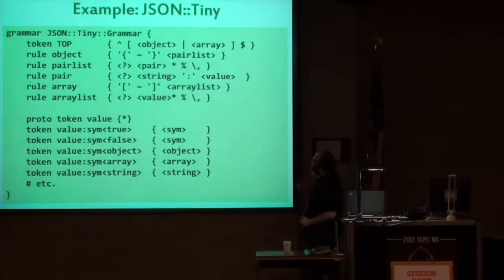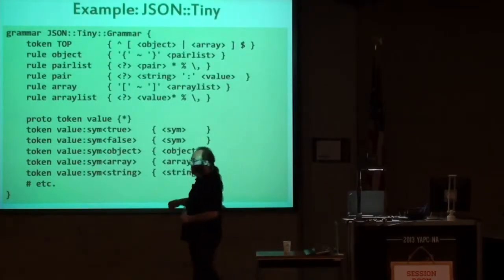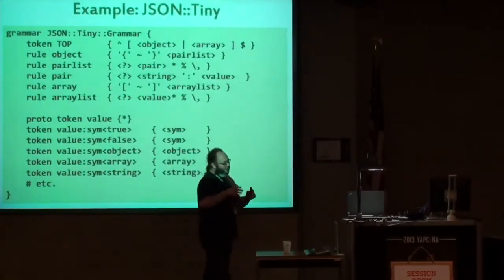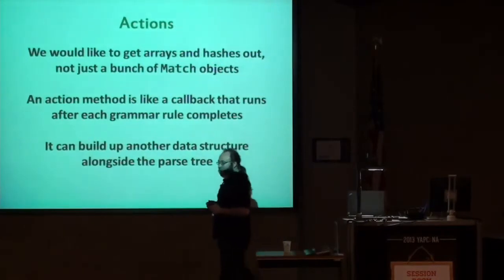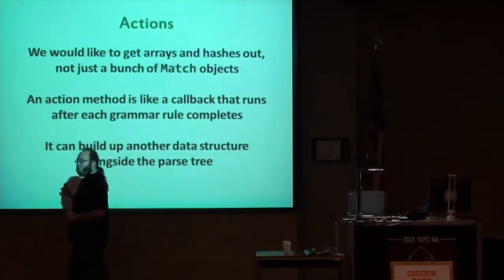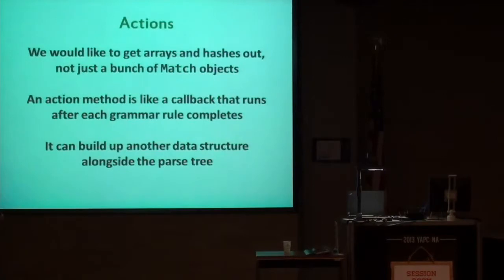We're describing how to parse a string into a bunch of what we call match objects, and they form a tree. Now, that's only so useful. What makes this more useful is we have these things called actions. The actions get run after we successfully parse a grammar rule. What they do is they take the rule, the match, and make some kind of Perl data structure. And then they pass it on upwards.